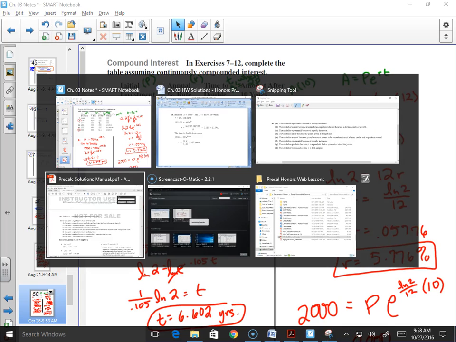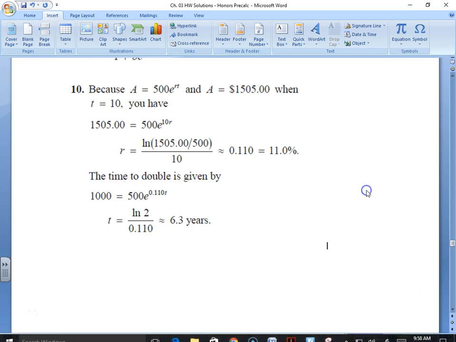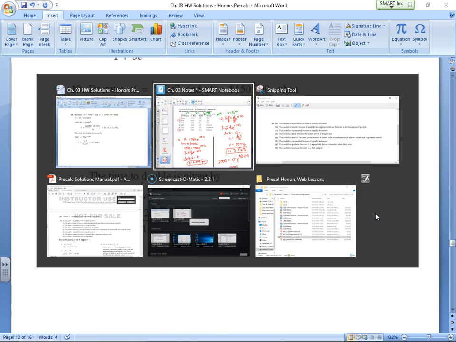So we looked at, there we go. We were starting to grade homework number 2 and 4 and 10. And then we were talking about how to plug it in.